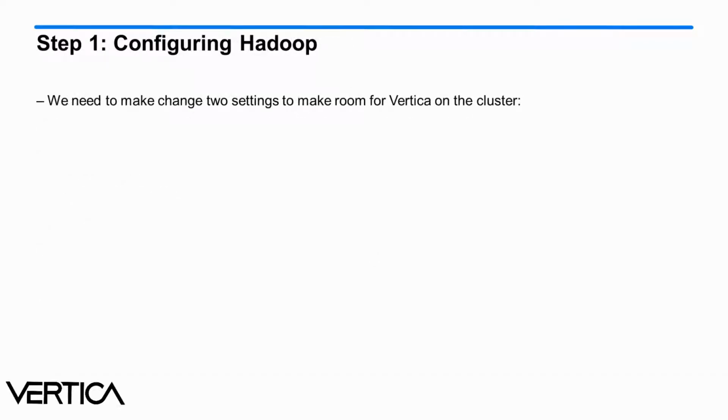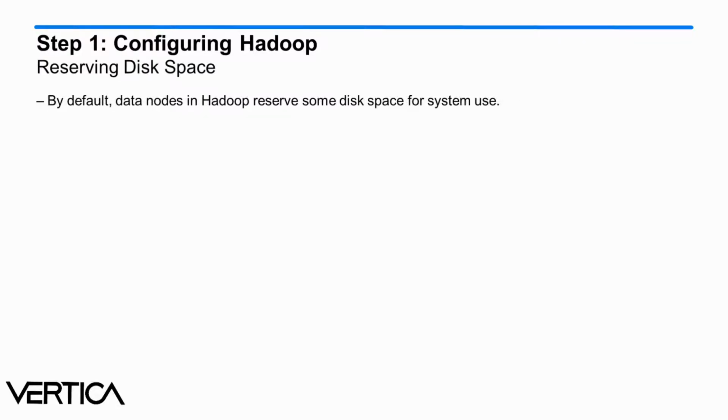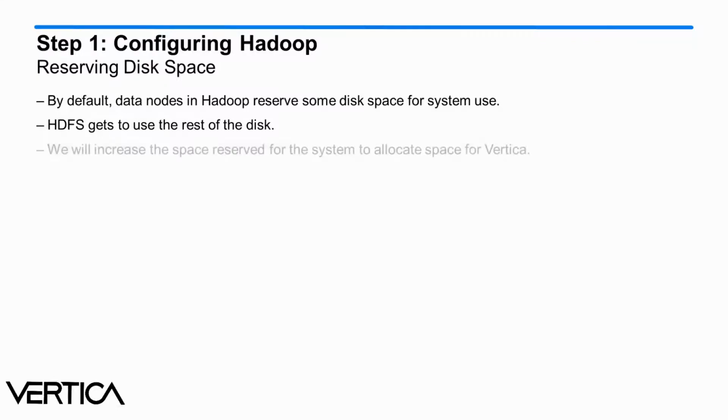We need to change two Hadoop settings before we install Vertica on the cluster. These changes will reserve disk space and RAM on the nodes for Vertica's use. By default, the data nodes in a Hadoop cluster set aside a small amount of disk space for system use. HDFS gets to use the remaining disk space on the cluster to store its data. We'll increase this reserved space to make room for Vertica's storage needs.